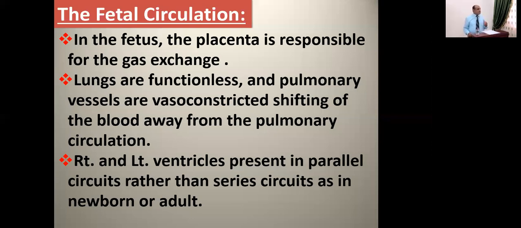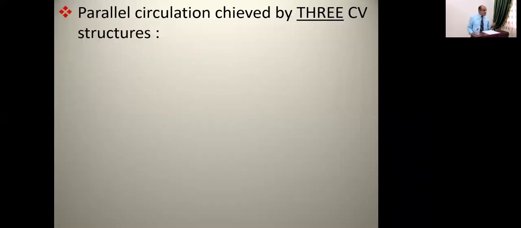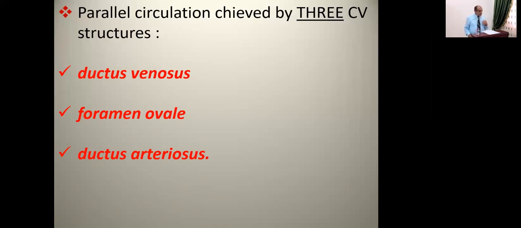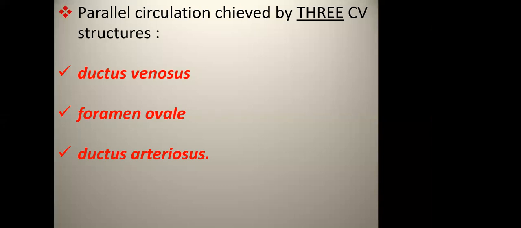This parallel circulation is achieved by three cardiovascular structures which are present in the fetal life. What are these structures? The first one is ductus venosus, next one is foramen ovale, and the third one is ductus arteriosus. These three structures are important for the maintenance of the two parallel circulations in the fetus without communication between the pulmonary and systemic, between the right cardiac output and left cardiac output.